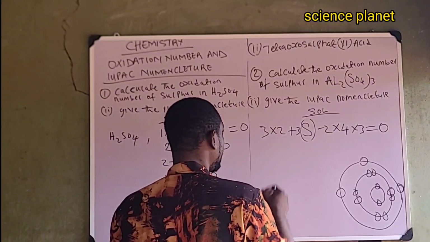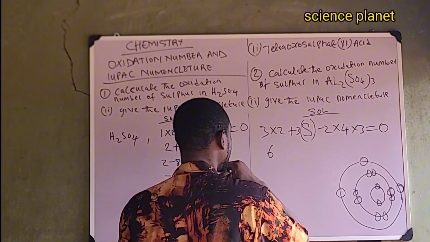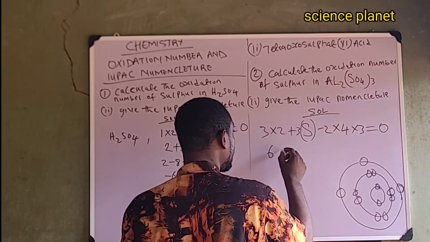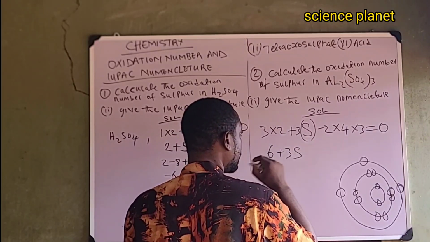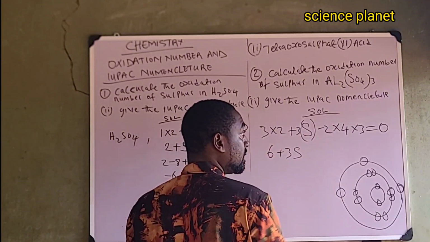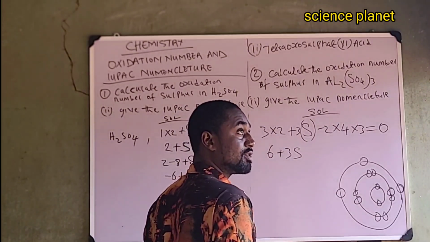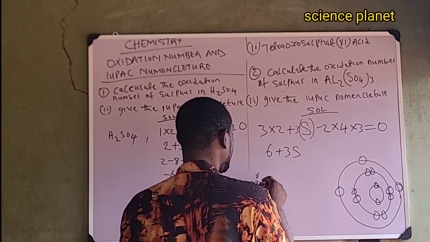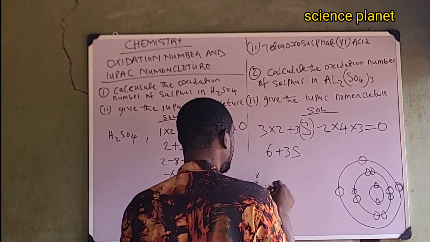Since it's a neutral atom, we equal it to 0. Okay, so let's multiply through. 3 times 2 will give you 6. Plus our 3s, so bring down our 3s, which is 3s, minus 2 times 4 times 3.